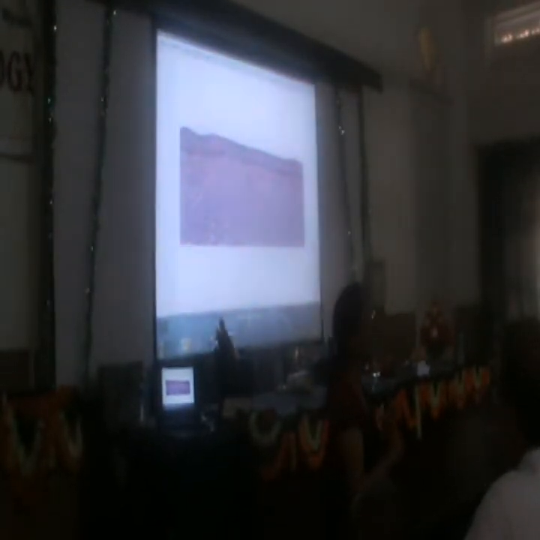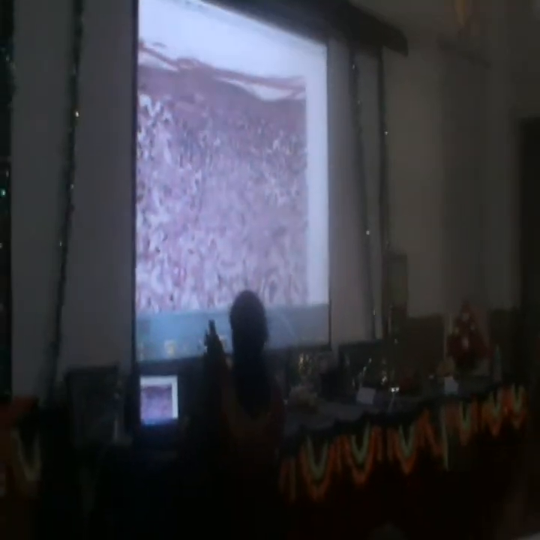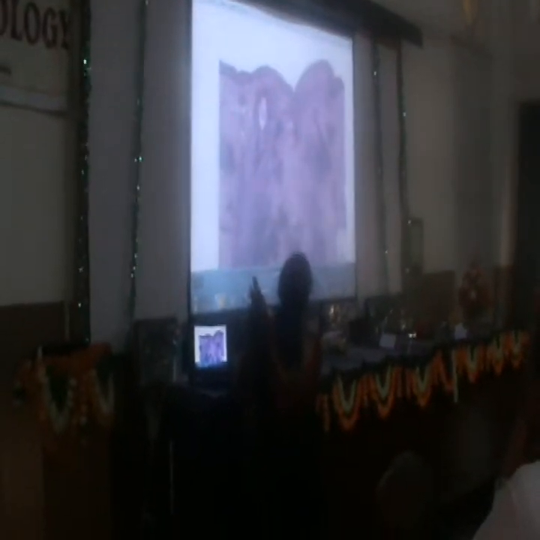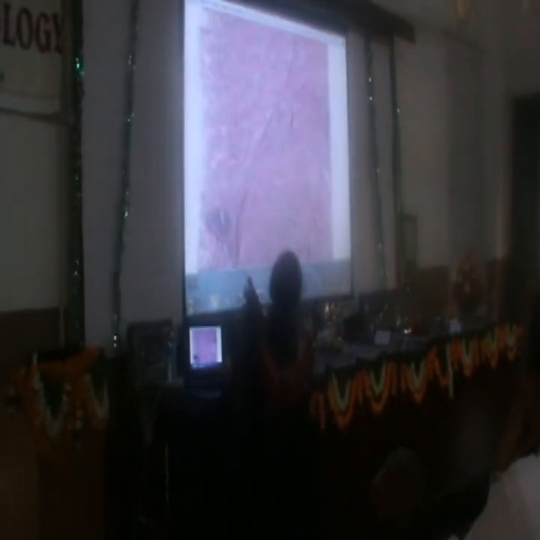No rete base, the number of cells are less. It is flat. See the atrophic epidermis. And here it is, deep down, no rete pegs. This is again atrophic epidermis.